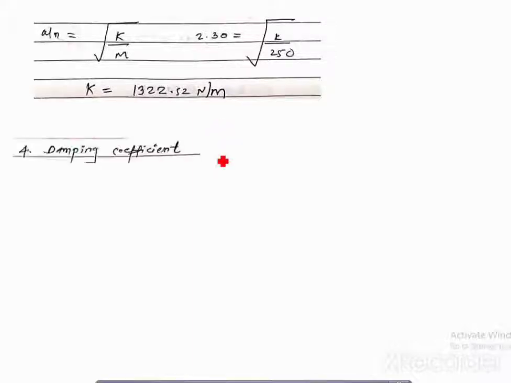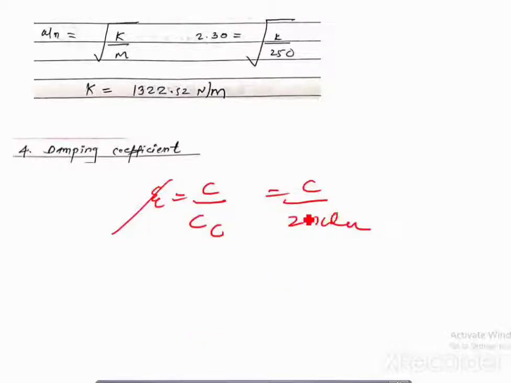They have asked you to solve for the damping coefficient. Now how will you find this? You know that zeta is equal to the ratio of the damping constant upon the critical damping constant, and the critical damping constant is nothing but 2m omega n. From this, zeta is known, m is known, omega is known, so you will get c. So you will get some value for c.